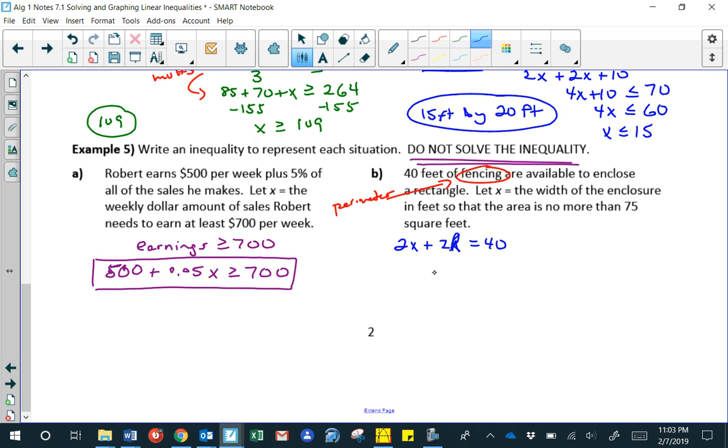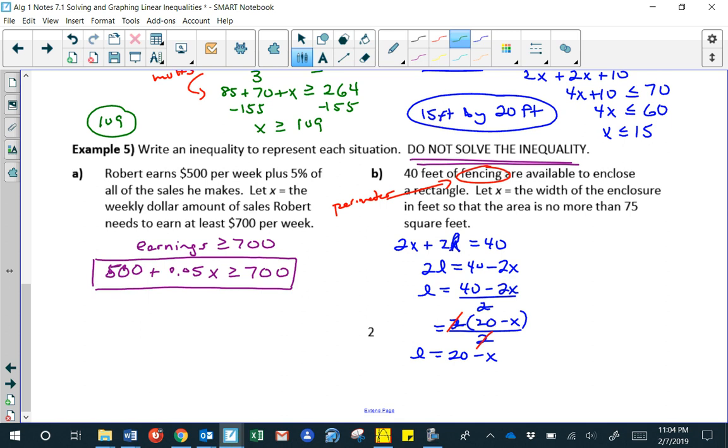We don't have an expression for the length, but we can certainly figure one out. We can subtract 2x off from both sides, and that will give us 2 times the length is equal to 40 minus 2x. And then we can divide by 2. So L is 40 minus 2x over 2. And 2 can be factored out from the numerator of that fraction. And then you can grab your handy dandy red cancellation pen. And the length of the enclosure is 20 minus x.